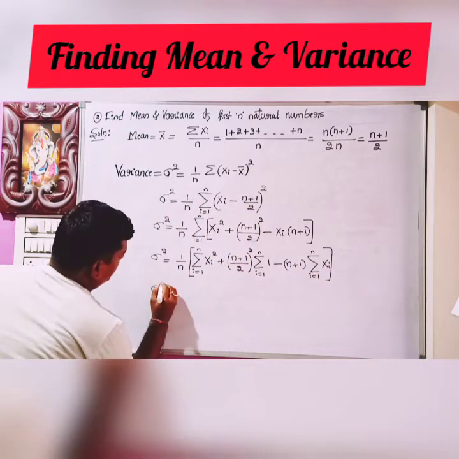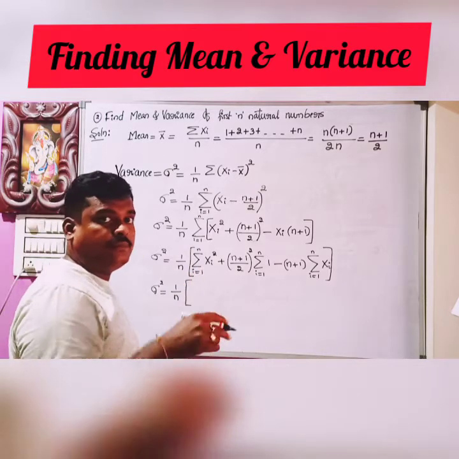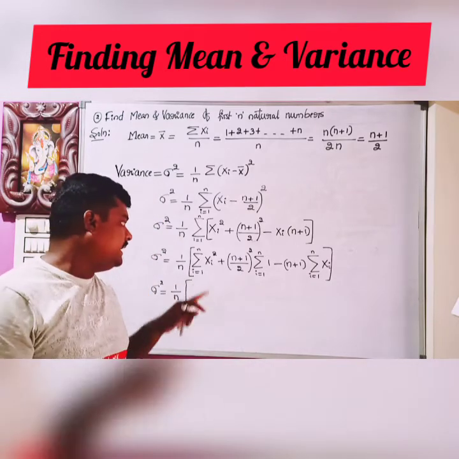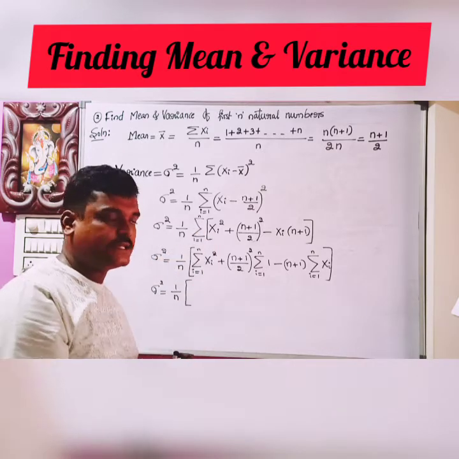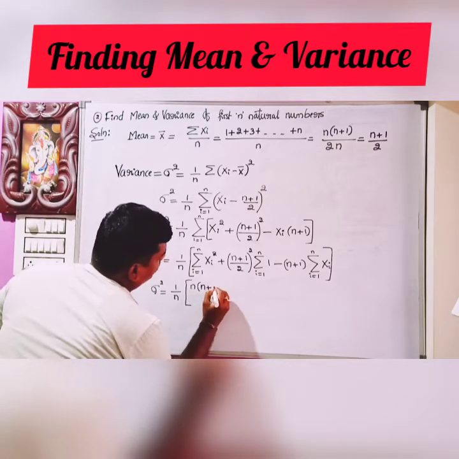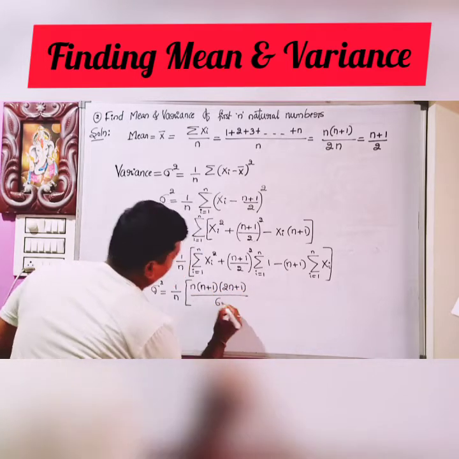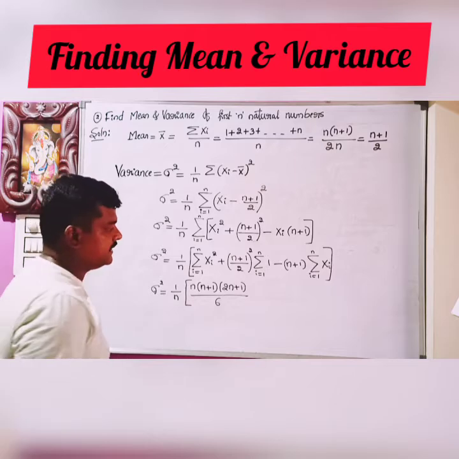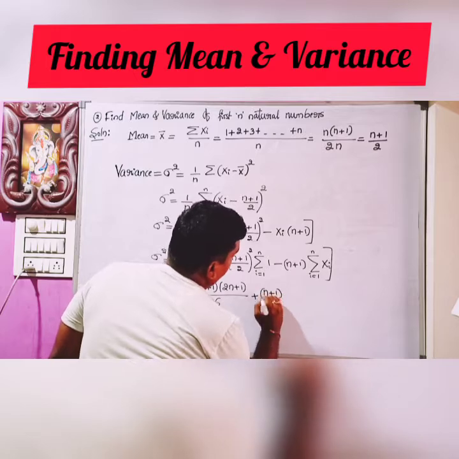Yes, sigma square is equal to 1 by n. Now this first term is the sum of the squares of the first n natural numbers: 1 square plus 2 square plus 3 square plus 4 square plus 5 square up to n square. The formula for that is n into n plus 1 into 2n plus 1 divided by 6. This is the formula for the sum of squares of the first n natural numbers, plus this one, n plus 1 whole square divided by 4.